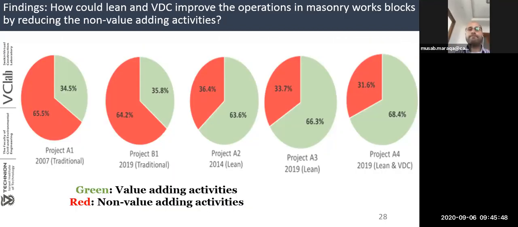And these results show us a very interesting point. Assume the workers work for 10 hours each day. For the first project, when we say 34.5% of his time is value adding activities, this means only 3.5 hours he works building blocks, but the rest of his time he makes non-value adding activities. But for the last project, the Lean and VDC one, this means that the worker spent around 6.5 hours of his time building blocks, which means that the productivity approximately doubled.